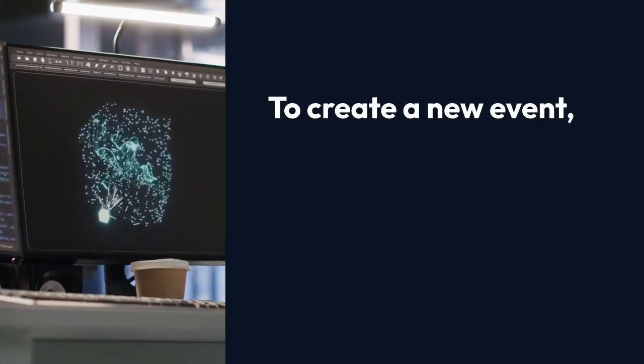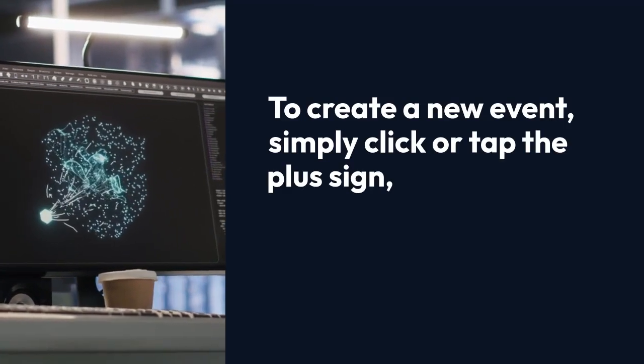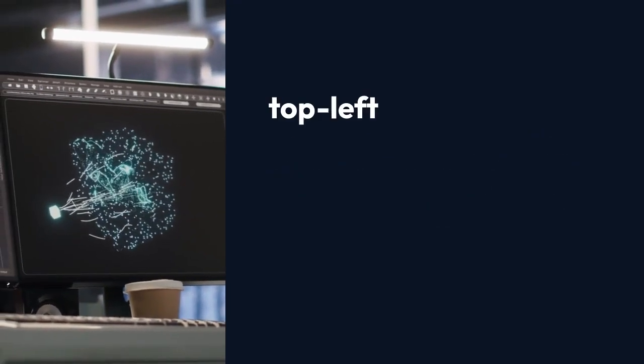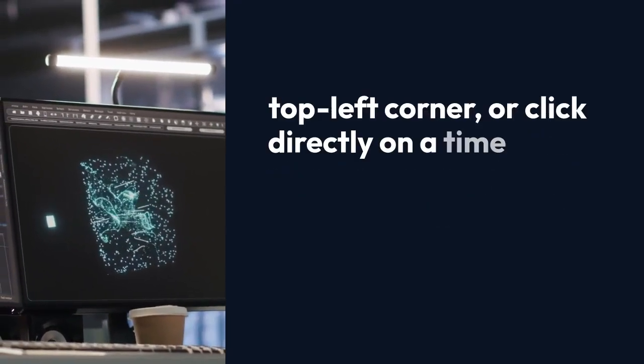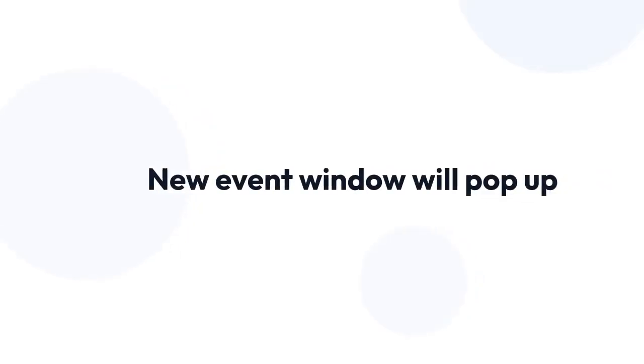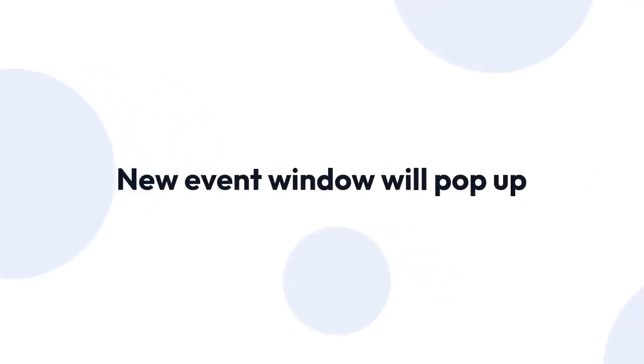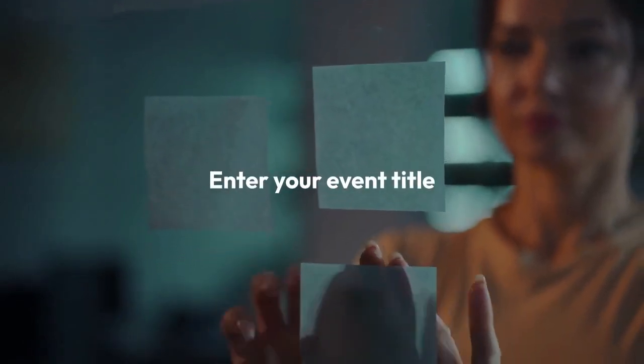To create a new event, simply click or tap the plus sign, usually found in the bottom right or top left corner, or click directly on a time slot in your calendar. A new event window will pop up. Enter your event title first.